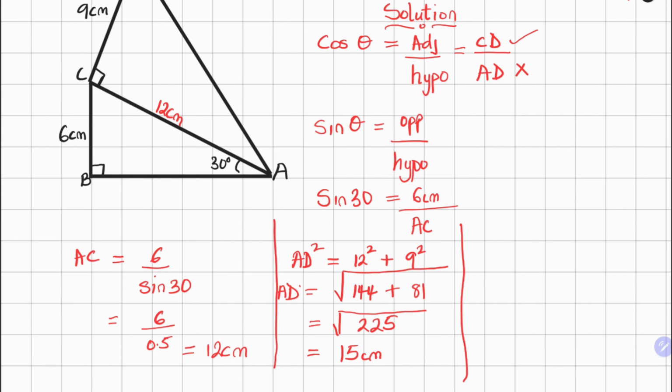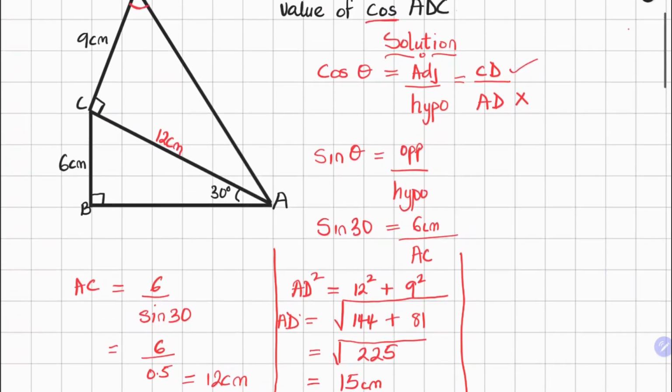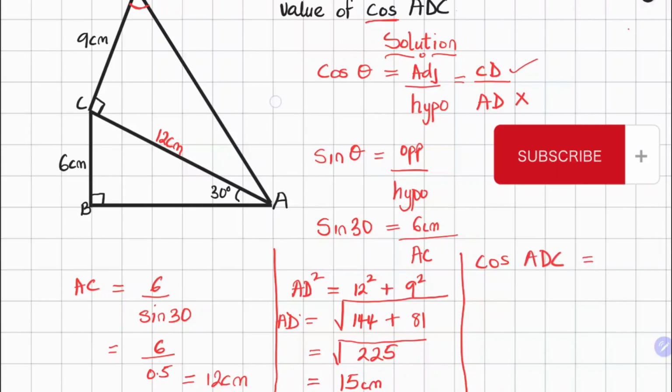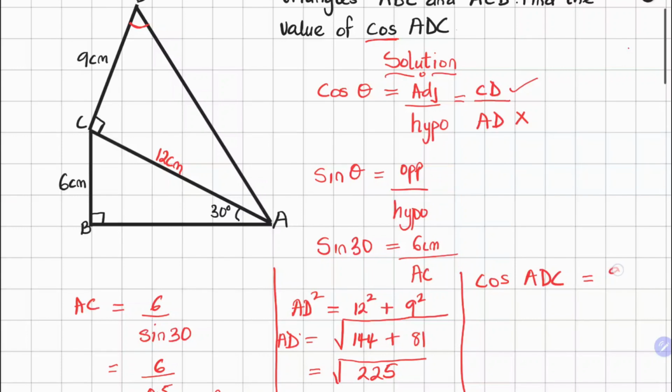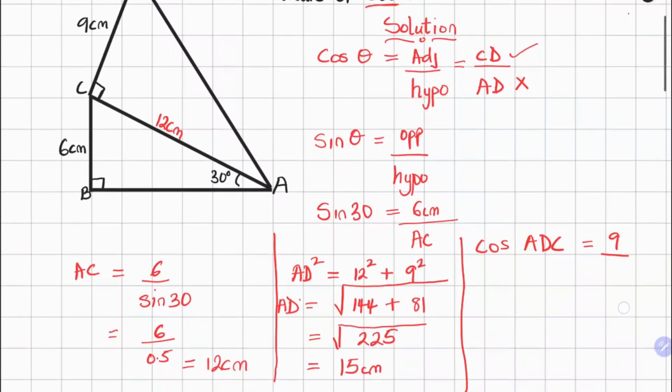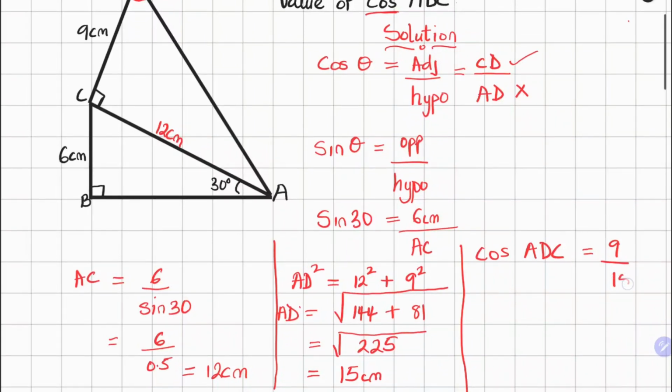All right, now we know what AD is. We can come back here and answer our original question. We need to find the cosine of angle ADC, and it's supposed to be CD, given in the question as 9, over AD, which we just found to be what? 15. So our final answer, taking this fraction to its lowest term, will be 3 over 5. Here is our answer.